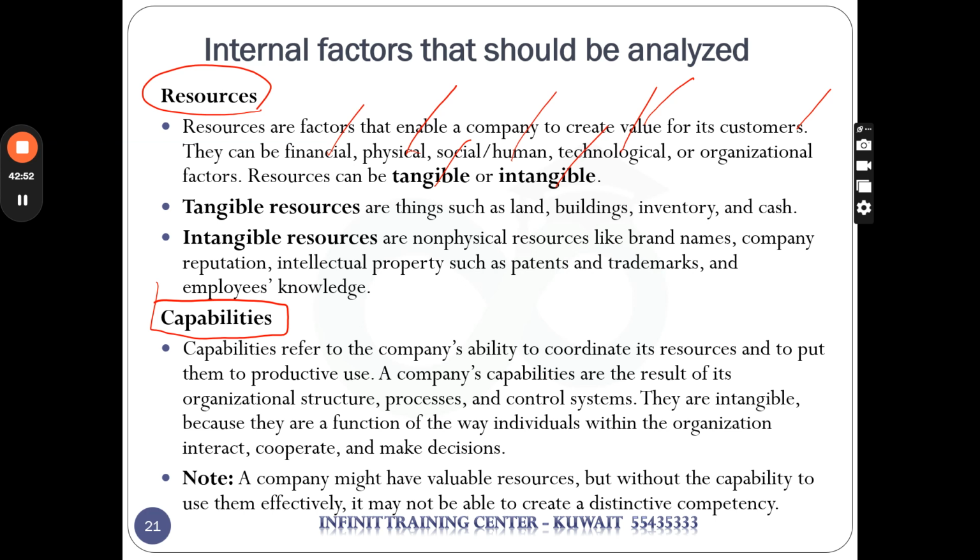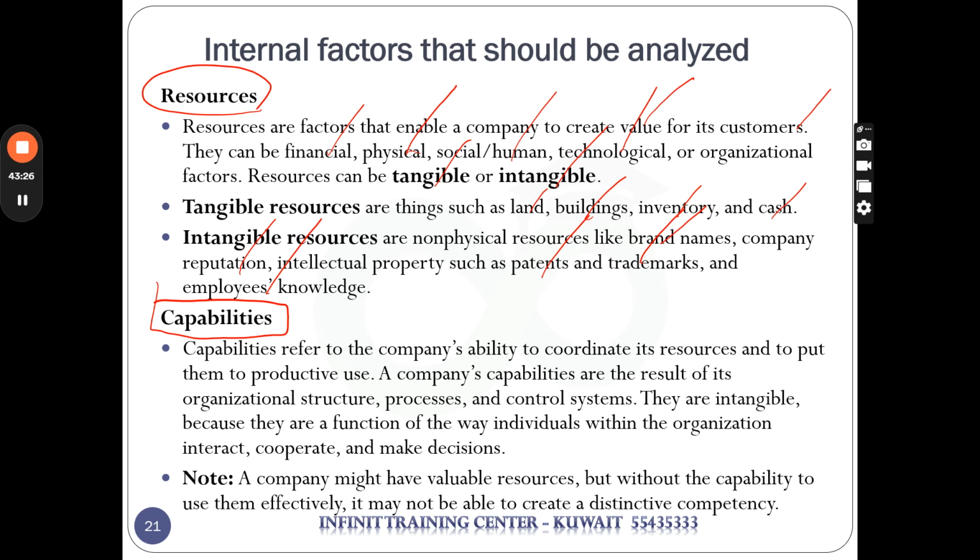Tangible resources are the land, buildings, inventory, and cash that a company has. Intangible resources include brand name, the reputation of the company, intellectual property such as patent rights or trademarks, or trained employees. All these are intangible resources. So these are the resources.